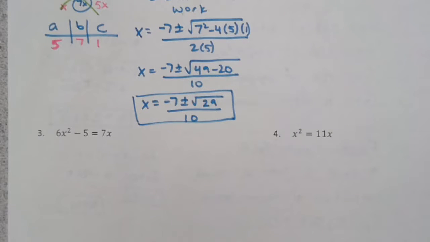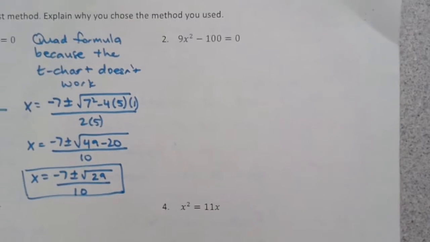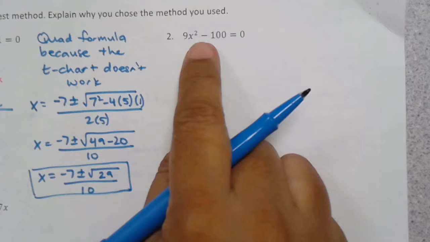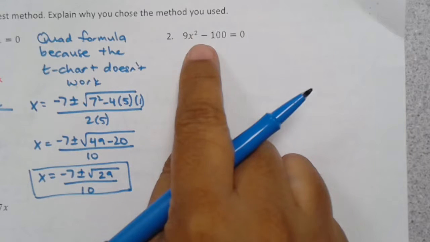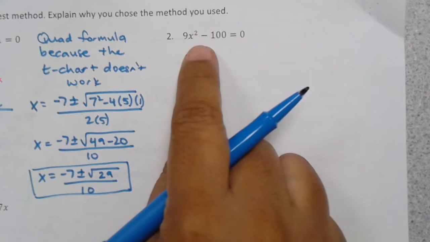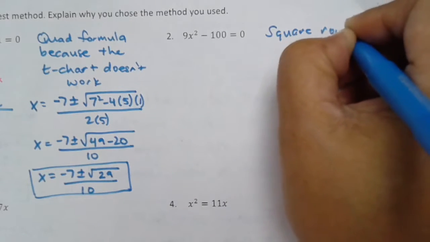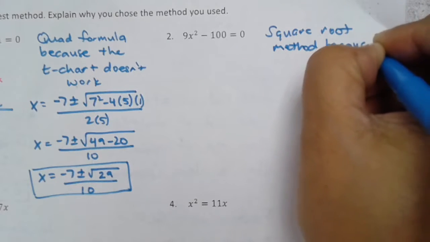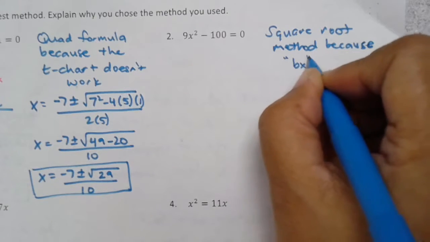All right, let's go ahead and try number 2. What method should we use for number 2? Well, let's take a look over here. It's missing something. So it's either a GCF or it's the PEMDAS backwards, which is called the square root method. And we're going to do the square root method because B is missing. We don't have a GCF. B is missing. So we're going to be using the square root method, because the BX is missing.